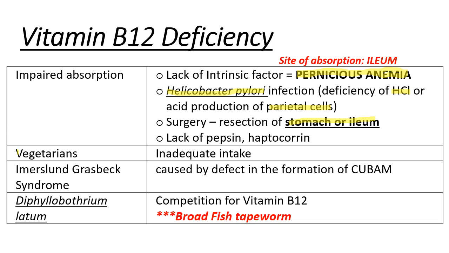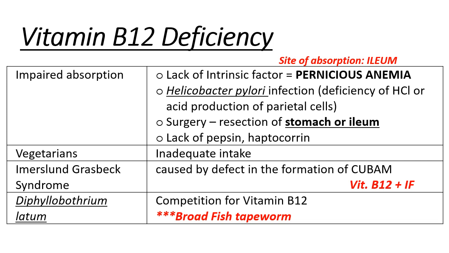Vegetarians naman or mga strict vegans. Kasi ang sabi, walang masyadong present na vitamin B12 sa mga green leafy vegetables. So, mataas ang predisposition sa anemia ng mga vegetarian. The next condition is the Ehlers-Danlos-Grasbeck syndrome. And ang defect dito is the formation of QBAM. Ano ulit ang composition of the QBAM?